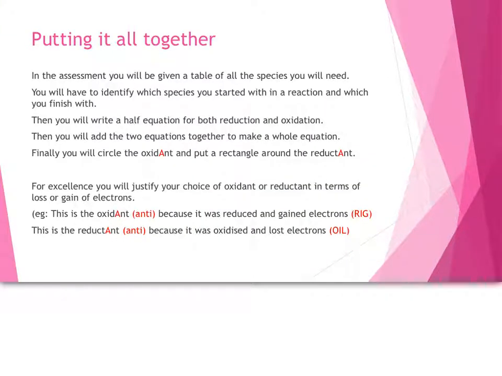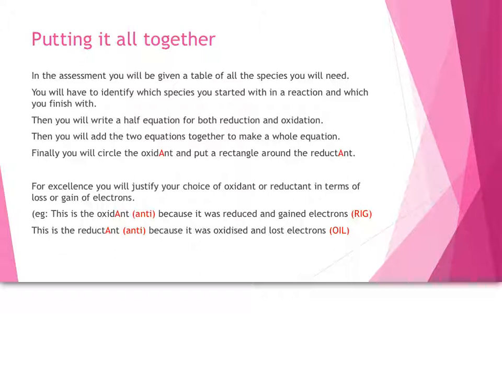So in the assessment you will be given a table, which is on the next page, of all the species you're going to need in the assessment. So you will know how to write those ions because they'll be written there, and you'll know what colours they are. And so you'll just have to pick out of that table what species you started with and which you finished with. And having done that, you will then write the half equation for both the reduction and the oxidation reactions.